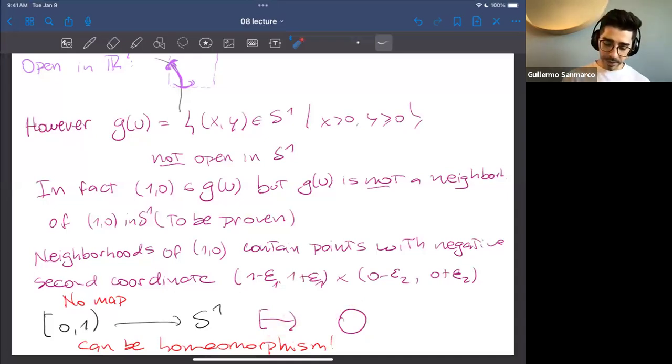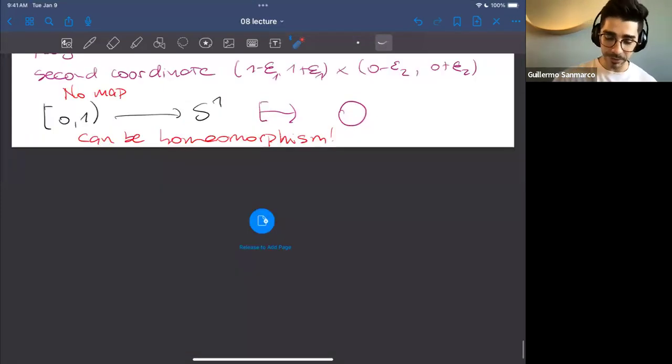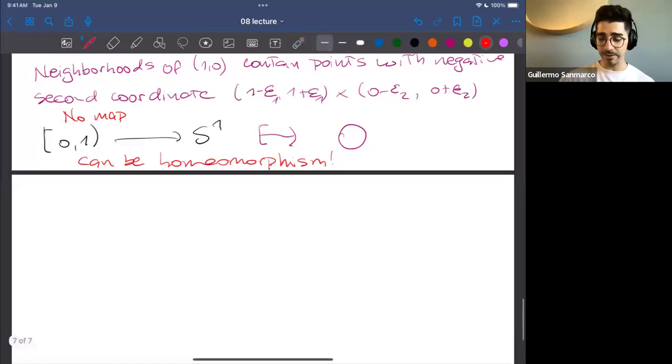Here, if you delete any point, not the first one, not the left extreme, then you will lose connectedness. But here, if you just delete one point, you will still be connected. That's kind of what's behind this. But we don't have the tools. We don't even know what these things mean. We don't have an idea. Any other questions?